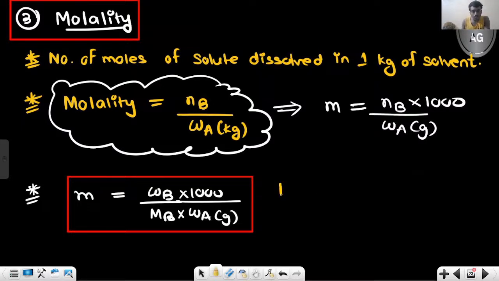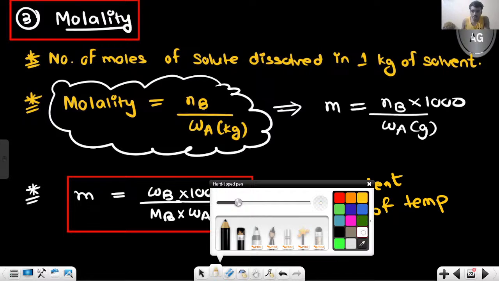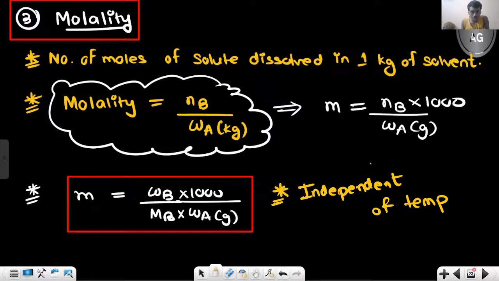This molality is independent of temperature. I did not mention that last day. Why is it independent of temperature? Because there is no volume in this part. Mass will not change with temperature. So even if I increase the temperature, the molality will not change, but molarity will definitely change.